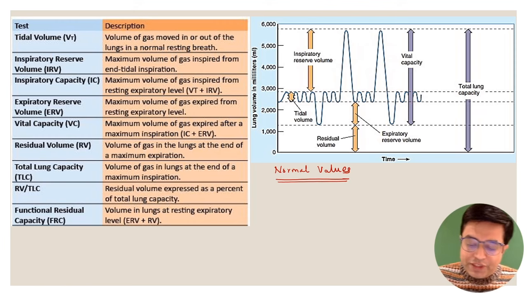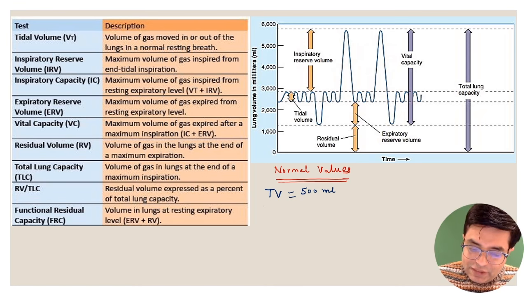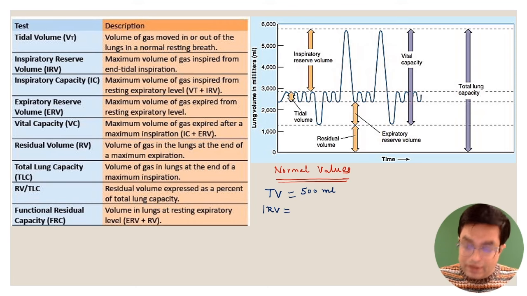So what is the normal tidal volume? The normal tidal volume in you and me, it is about 500 ml. छोटा बच्चा होगा in a pediatric child, it will be totally different. Then what is the inspiratory reserve volume जो हमने बात किया? Maximum volume of gas after end tidal inspiration, that will be about 3300 ml.